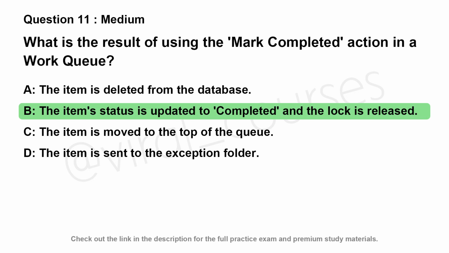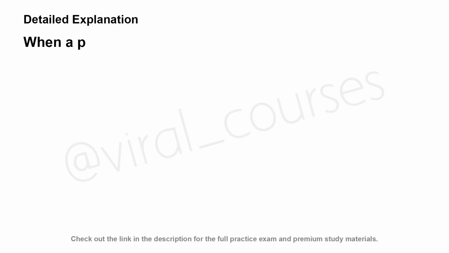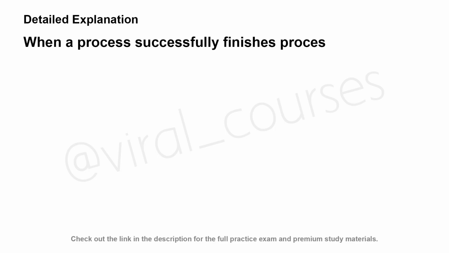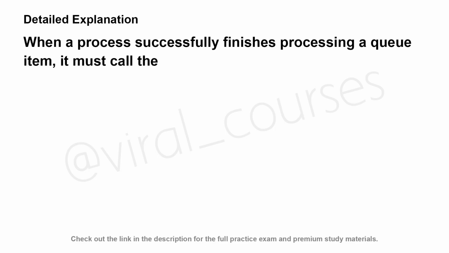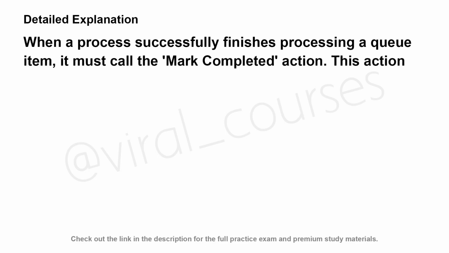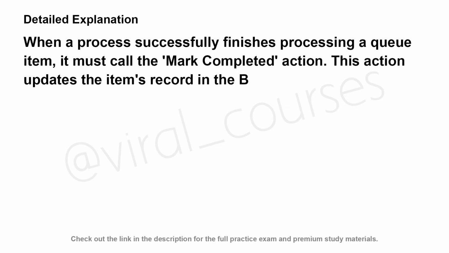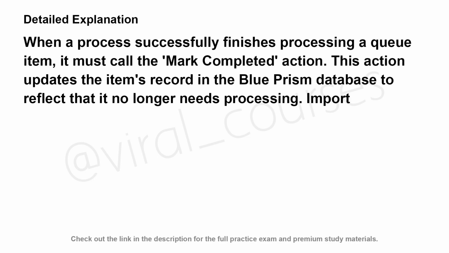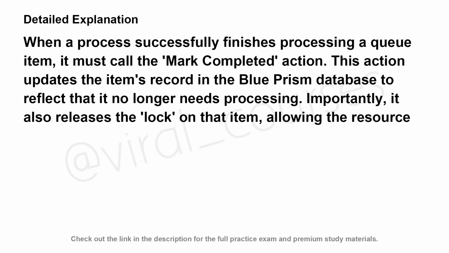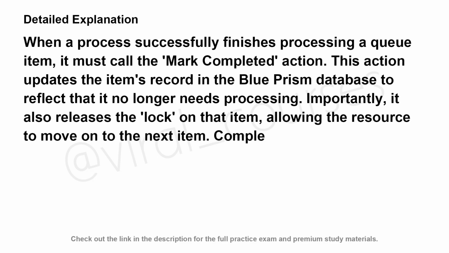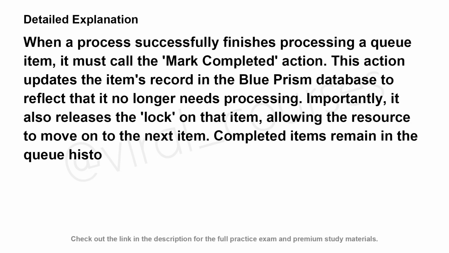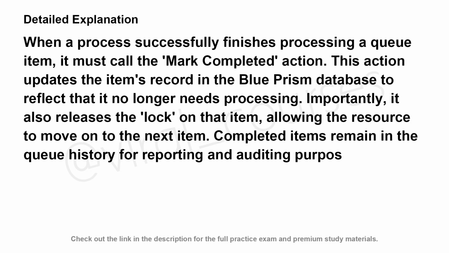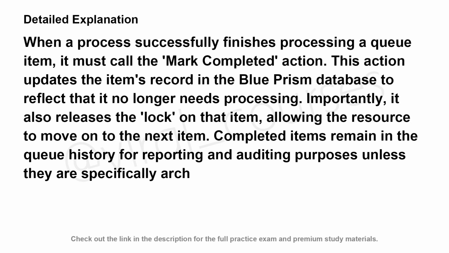The correct answer is B. When a process successfully finishes processing a queue item, it must call the mark completed action. This action updates the item's record in the Blue Prism database to reflect that it no longer needs processing. Importantly, it also releases the lock on that item, allowing the resource to move on to the next item. Completed items remain in the queue history for reporting and auditing purposes unless they are specifically archived or deleted by an admin.